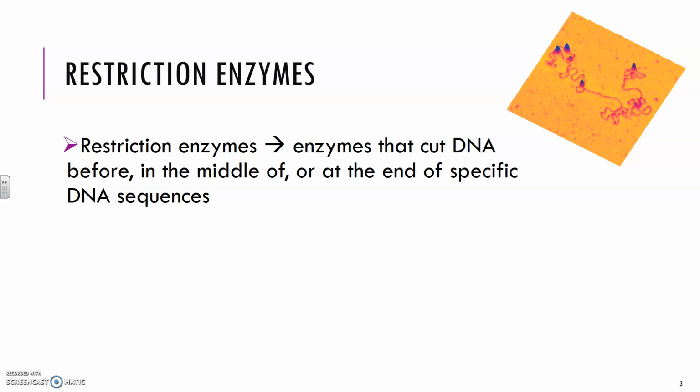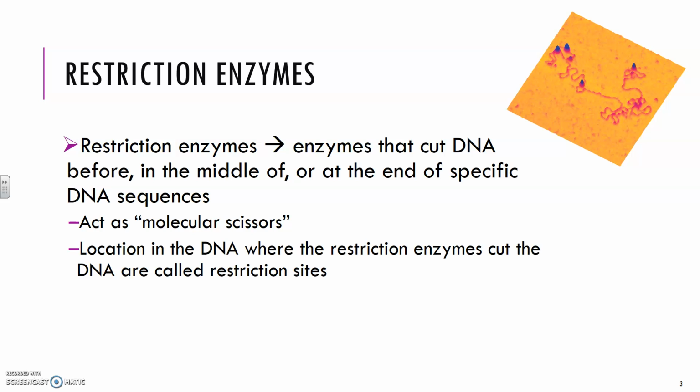This is showing a couple different restriction enzyme sites on this piece of DNA here. They're basically called molecular scissors. They're very, very precise, and they will just go in and cut the DNA. The location in the DNA where these restriction enzymes will cut are called restriction sites. So actually the name finally makes sense here.